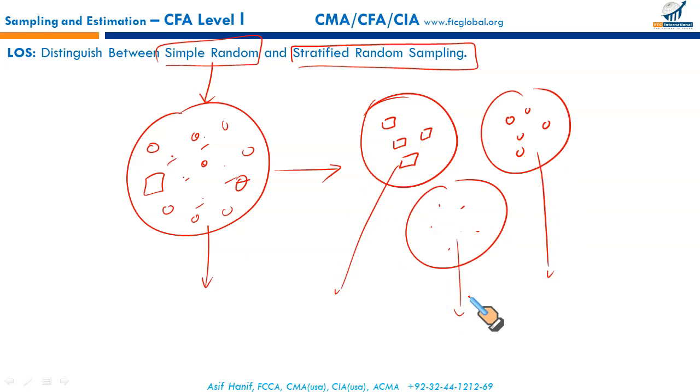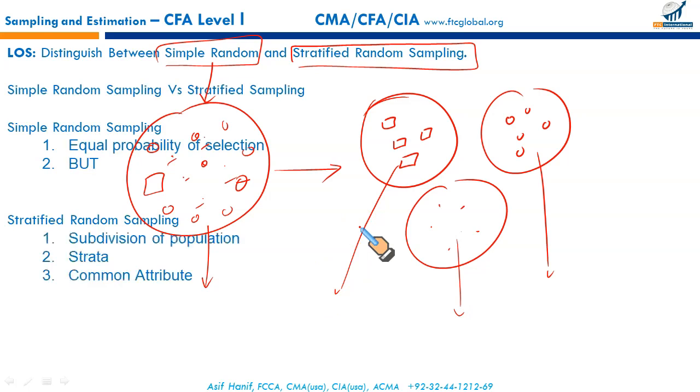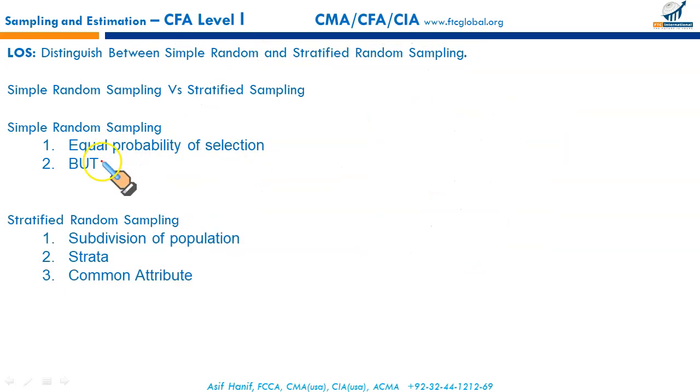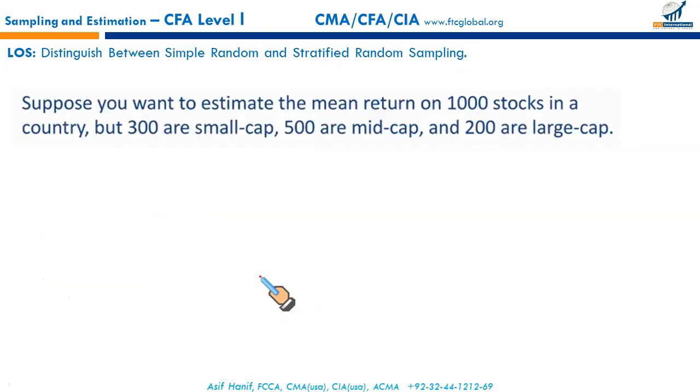Now, how many members you select from each stratum depends upon its relative strength in the whole population. Let's take an example to explain the idea. All these terms are already explained: equal probability of selection, that's random sampling, subdivision of population into strata, and common attributes. And then we combine these samples for our final selection. All right, this is a good example here.